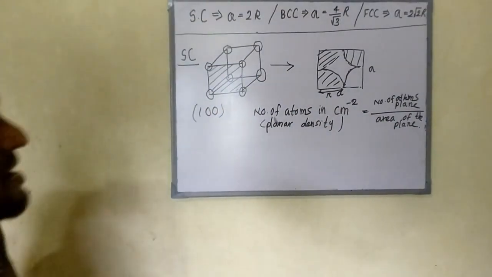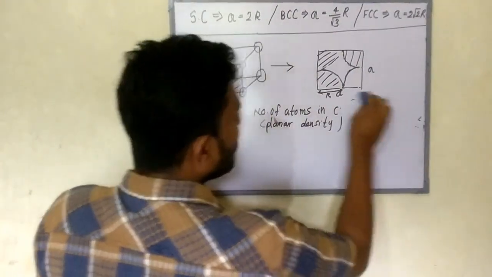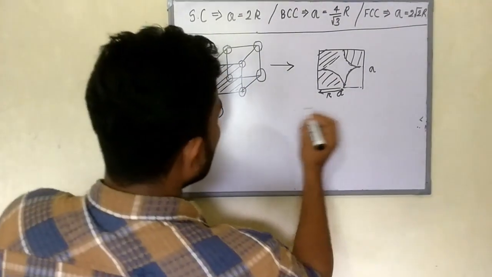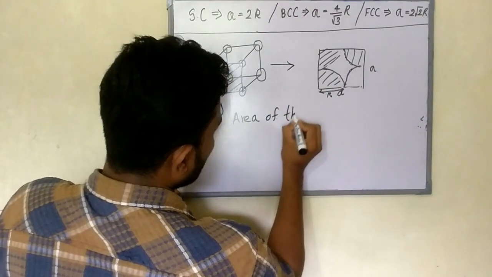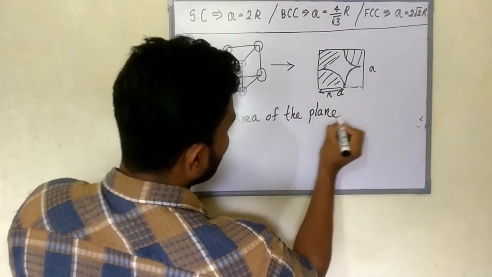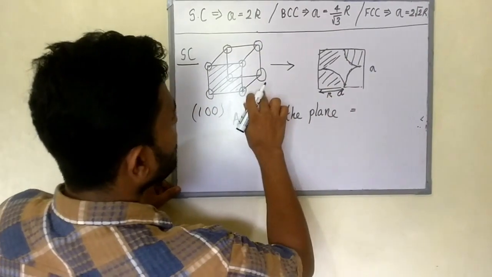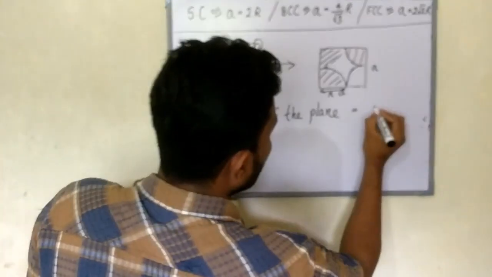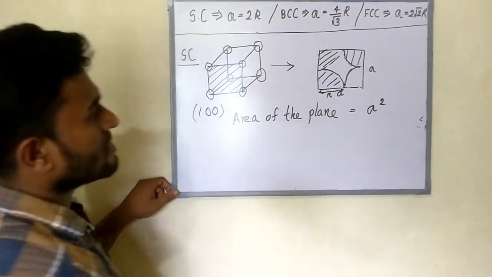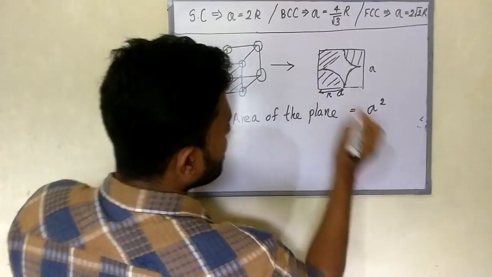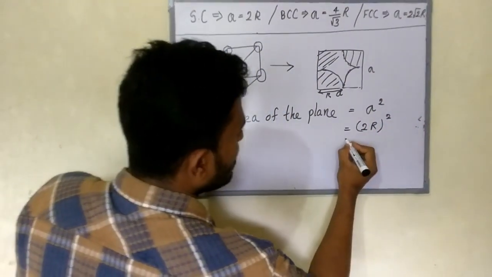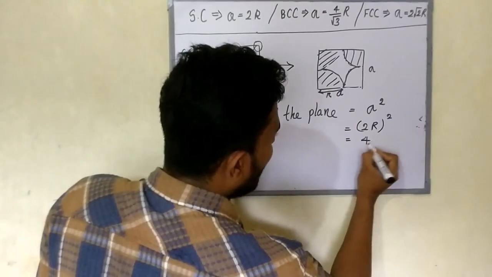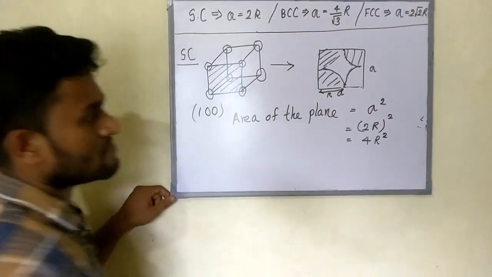So first, let's find out the area of this 1, 0, 0 plane. The area of the plane equals A into A. That is A squared. Here A means 2R. That is (2R) squared. So your answer is 4R squared.